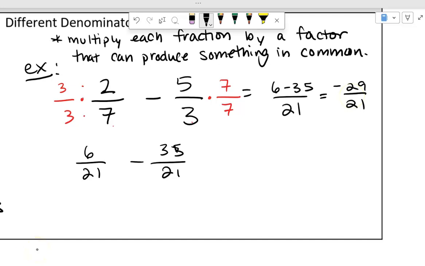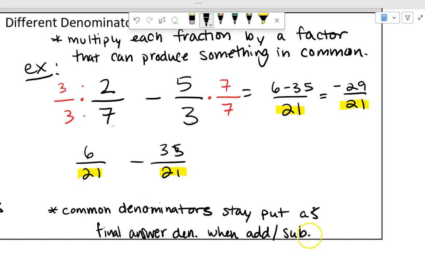So just to recap, we got a common denominator of 21 by multiplying 7 and 3 by each other, actually. That stays our denominator, and then we take our numerators and we add them or subtract them to get our final answer. But your common denominator needs to stay your final denominator. Common denominators do not get added or subtracted. They stay the same whenever you add or subtract.